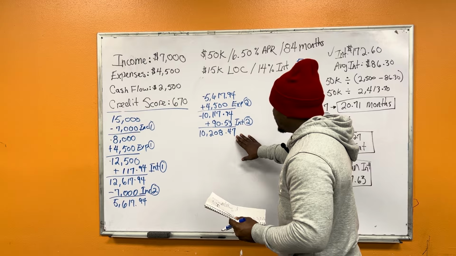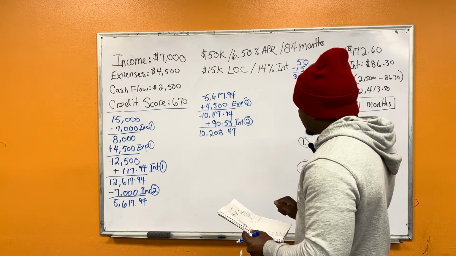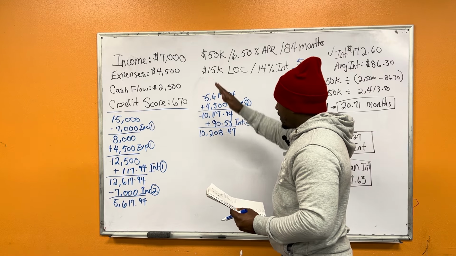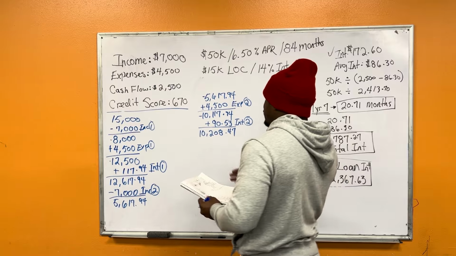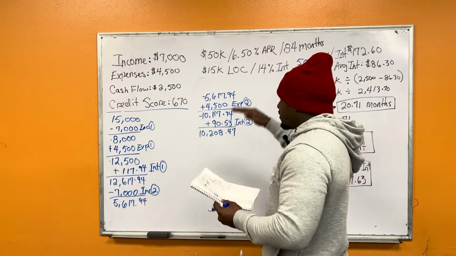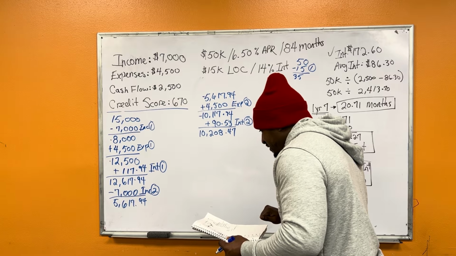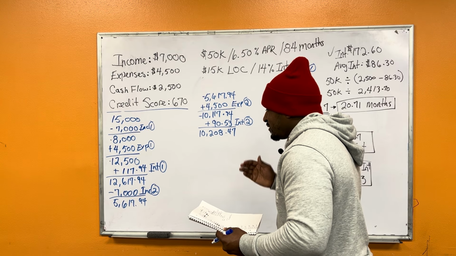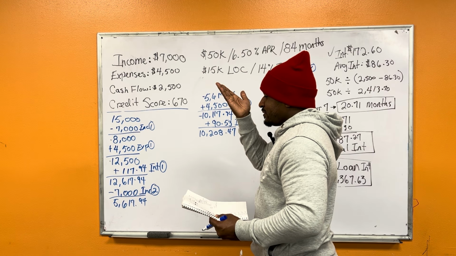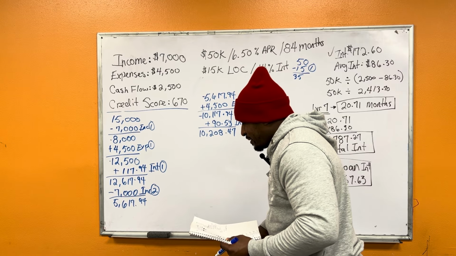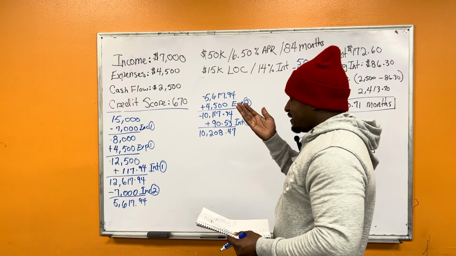Now we're coming into month number 3. We're going to do the same thing. We're going to put our income in, and then we're going to take our expenses out. Income reduces the balance. Expenses bring the balance back up. Income reduces the balance. Expenses bring the balance up.